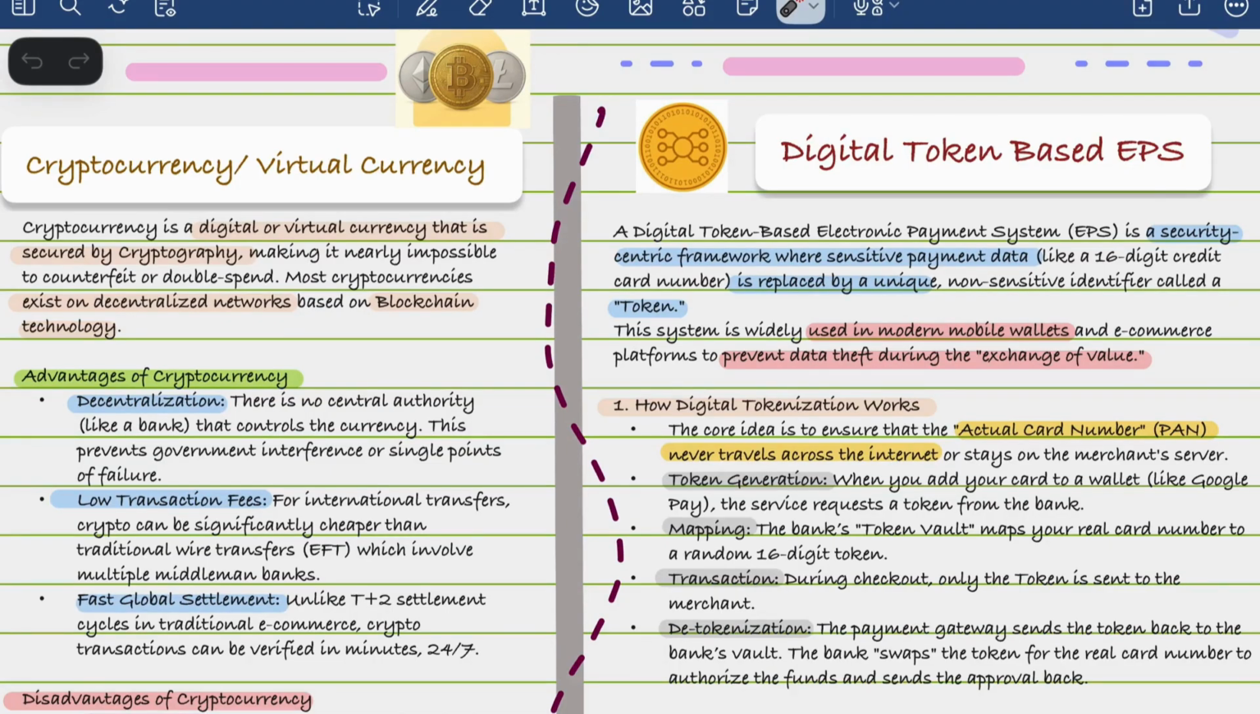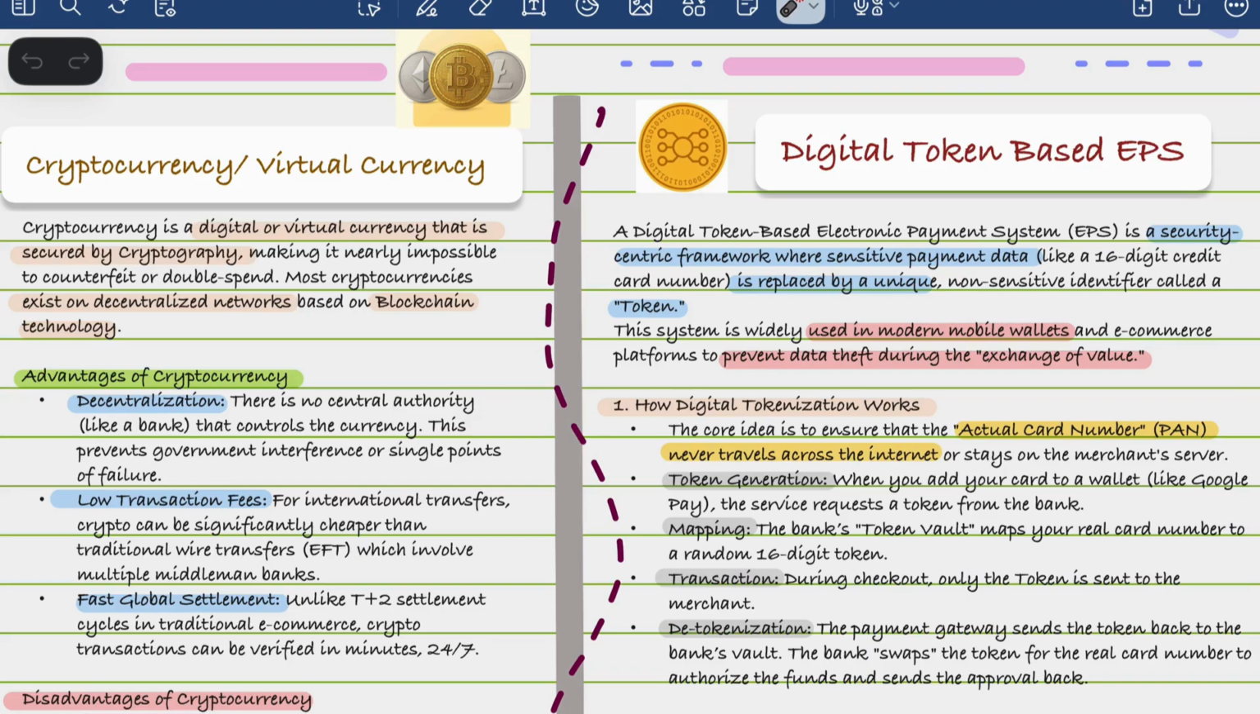Now let's explore an emerging technology, that is virtual currency or cryptocurrency. Cryptocurrency is a digital, or we can say virtual, asset secured by advanced cryptographic protocols, making it virtually impossible to double spend, right? And you see that unlike traditional banking networks, cryptocurrency runs completely on decentralized networks, and these decentralized networks are powered by blockchain technology. Blockchain technology is an immutable distributed digital ledger that is shared across an open network of computers.